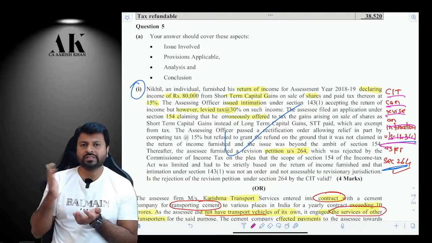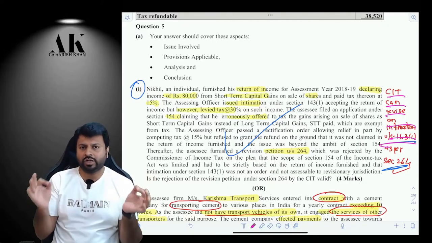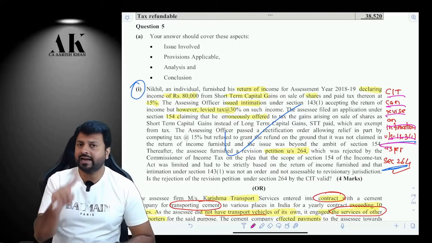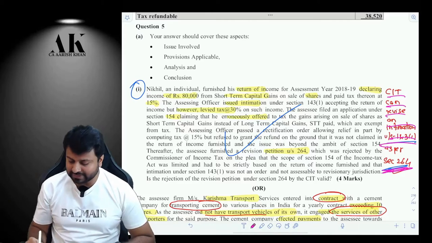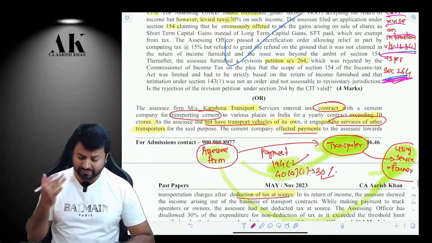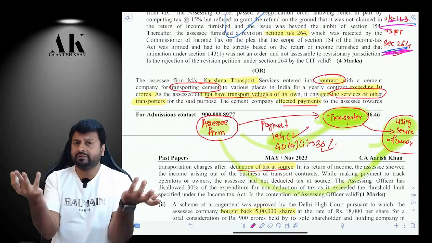Now, is an intimation an order? Practically speaking, an intimation is not an order, and practically speaking, it should not be revised. But this case law has said that, yes, the CIT can revise the intimation also as per section 264. So there is a case law, one of the case laws which is giving this benefit to the assessee. So forget about it. If it is giving, we are no one to stop that.